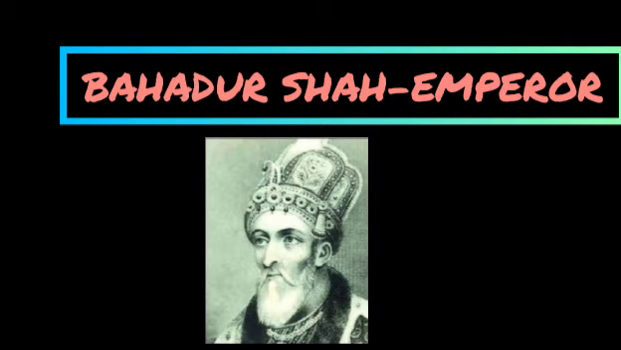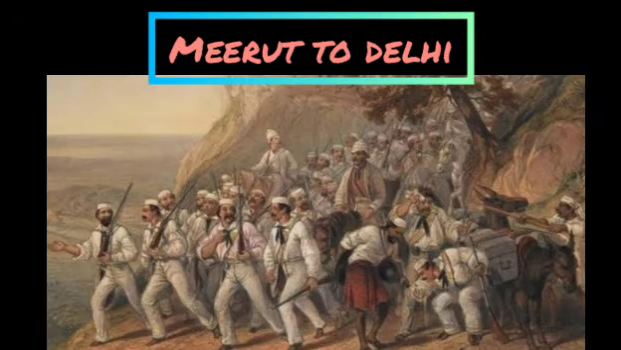Next, we will see Bahadur Shah proclaimed as Emperor of Hindustan. A group of sepoys from Meerut marched to Red Fort in Delhi on 11th May 1857.